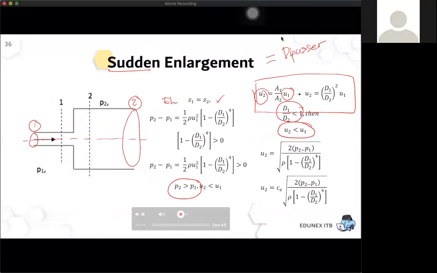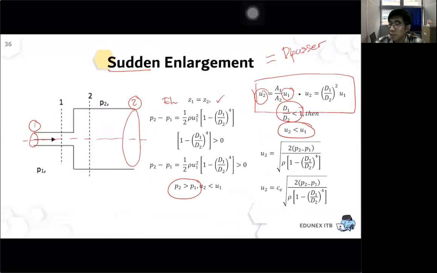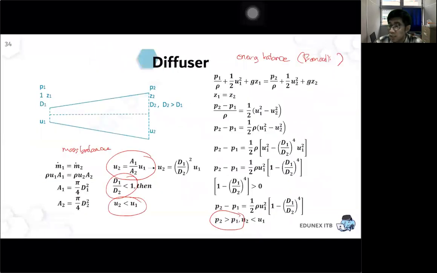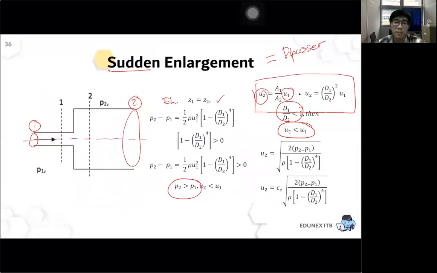Sir, so Z will be the same, right, sir? Even for the diffuser, right? Yes, yes, because you take the baseline at the middle, at the midpoint of the circle. So the equation is exactly the same.